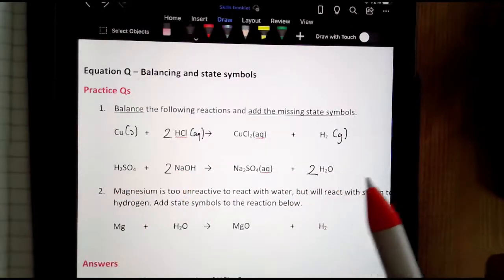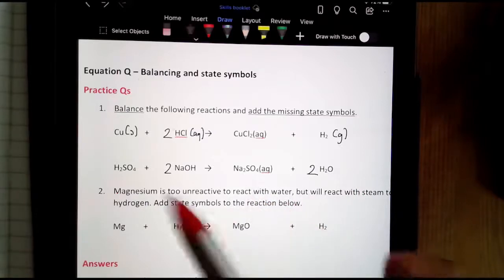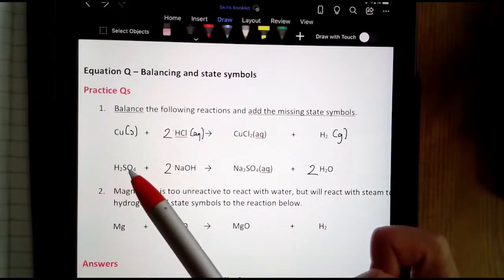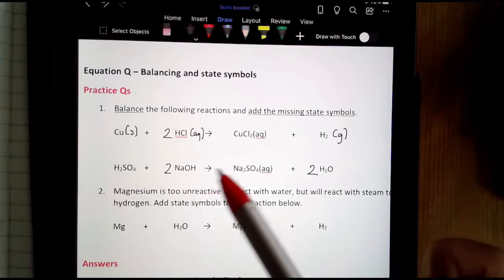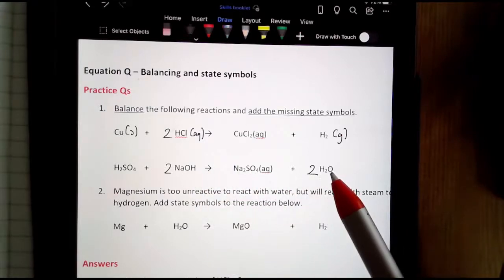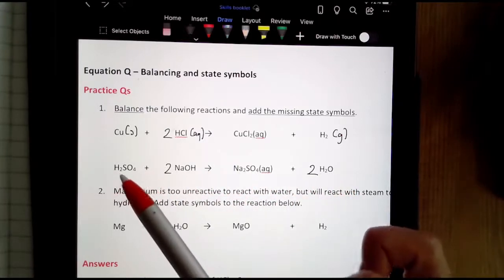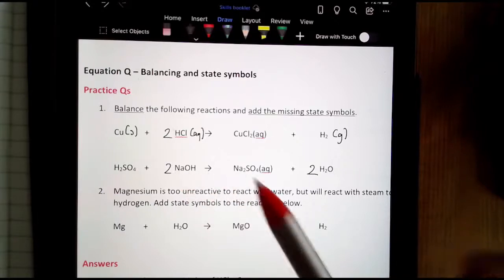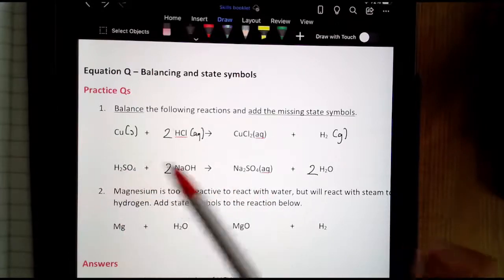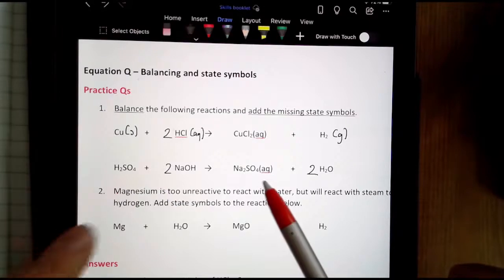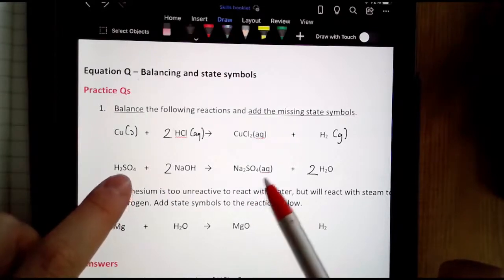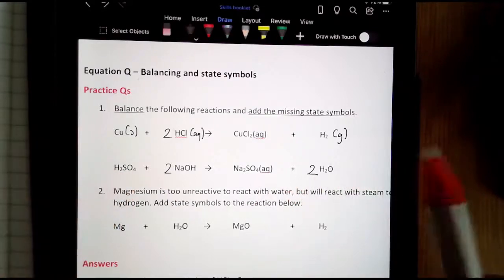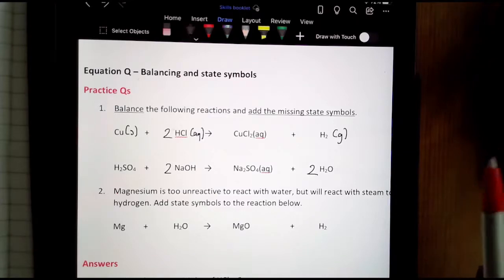So you can count the oxygens individually. So you could say I've got 4 oxygens there, 4 plus 2 is 6, 4 plus 2 is 6. And the hydrogen separately, 2 and 2 is 4, and 2 times 2 is 4. And then you can do your sodiums, 2 sodiums and 2 sodiums. And then the sulfur, I've got 1 of each. What I did was just call SO4 one thing, but you can just do it as individual elements as well. So that's your balanced equation.